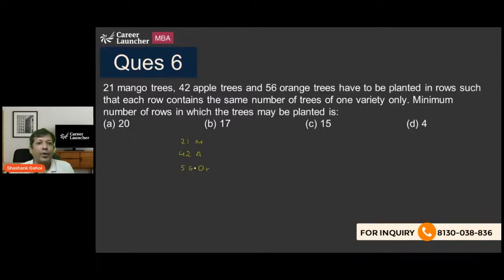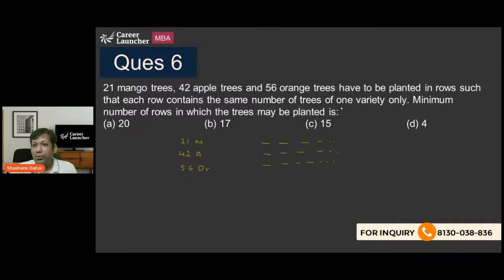Now, you have 21 mango trees, 42 apple trees, 56 orange trees, and they are to be planted in such a way that each row contains the same number of trees of the same type. Okay. So it means 21 mango trees, I can plant 3 trees in every row. I can plant all 21 in every row. I can plant 7 in one row. I can plant 1 in one row. So all the values are possible.